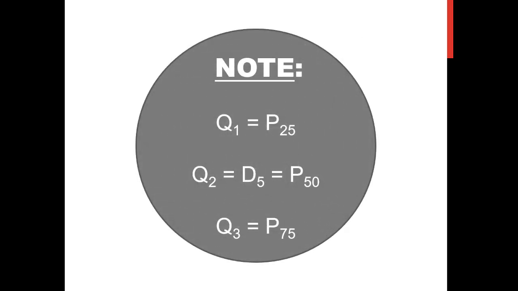So here's a note. We have some equivalencies with our different fractiles. Q1 is the same as P25. So the first quartile is the 25th percentile. Q2 is the same as D5, which is the same as P50. So the second quartile is equal to the 5th decile, which is equal to the 50th percentile. And Q3 is equal to P75. So the third quartile is the 75th percentile.